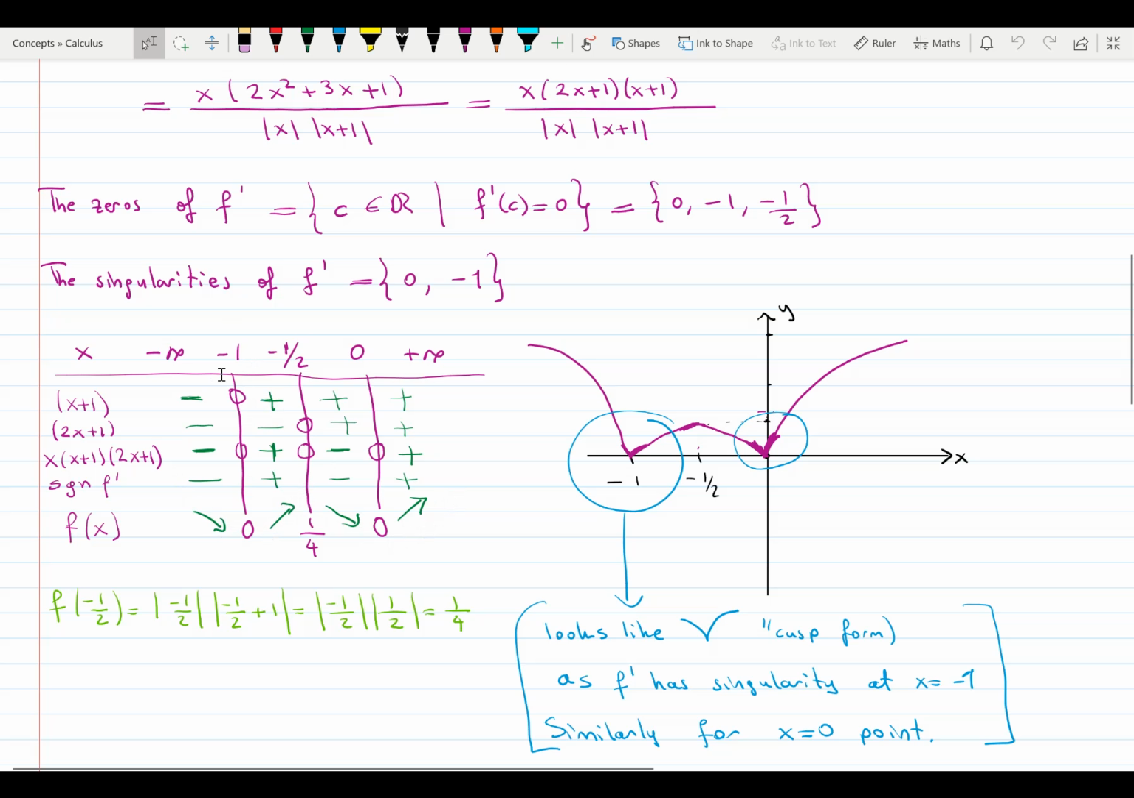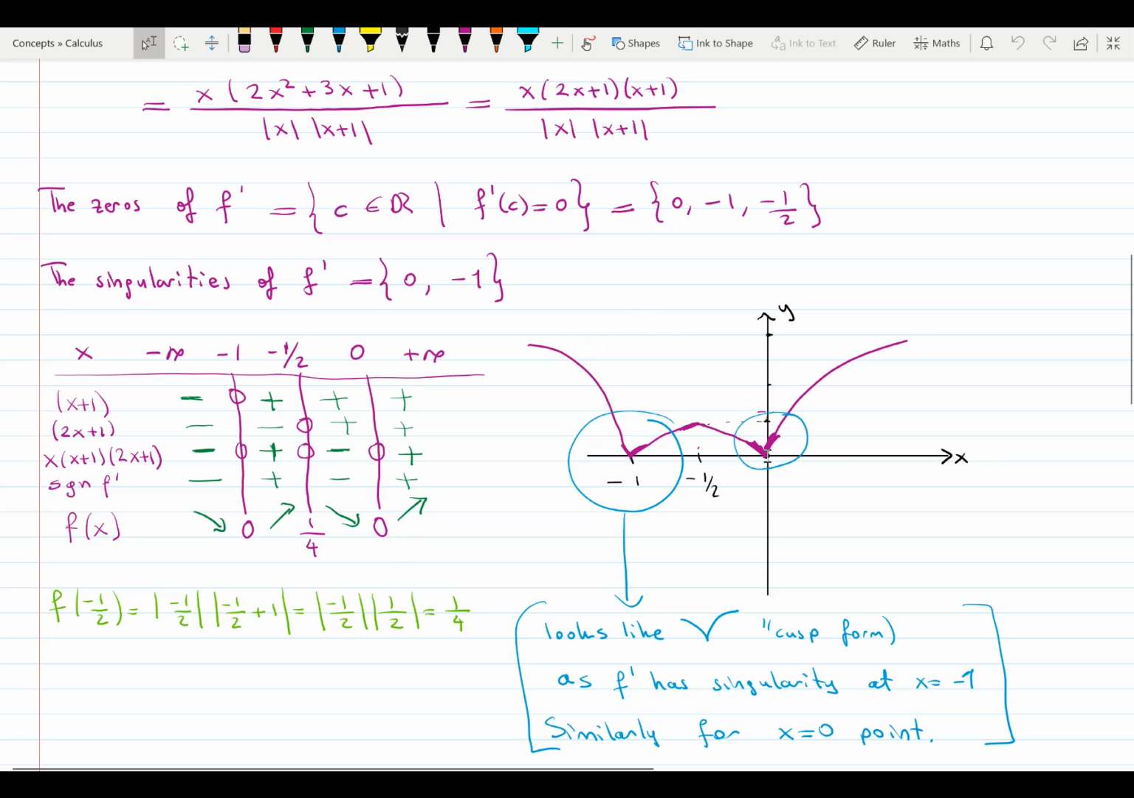If we have f of minus 1, we have 0. If you put in 0, we get 0. If you put in minus 1 over 2, you get 1 over 4. So these are the points: minus 1, 0; minus 1 over 2, 1 over 4; and 0, 0 are the points that the graph passes through.